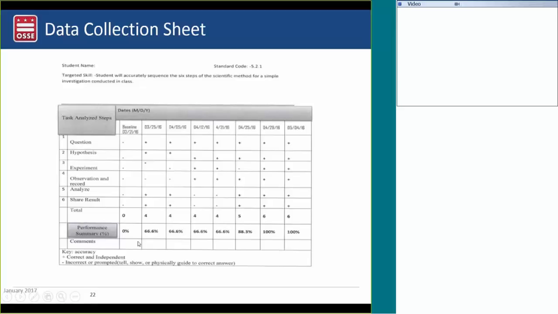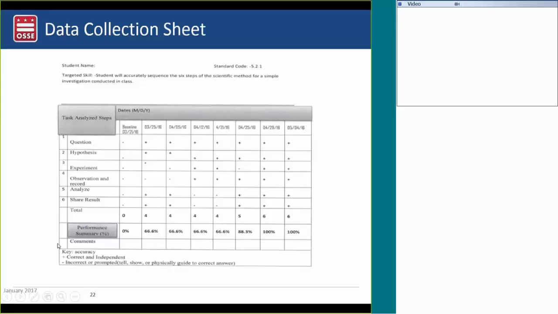And then you have your performance summary. This is another required part, expressed as a percentage. And here's the percentage correct across the bottom. This person also included a total. That's not required, but is very helpful to scorers so they can see that things match up.